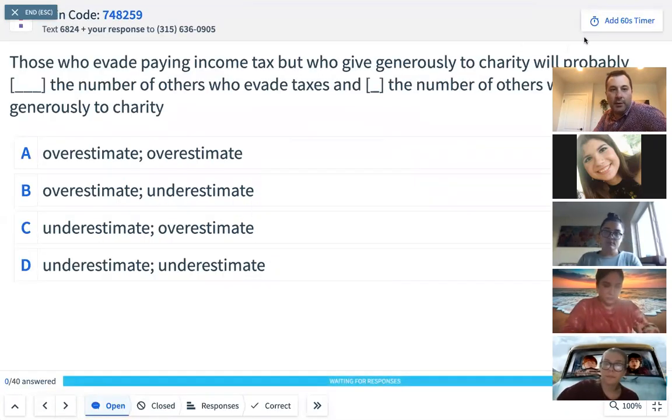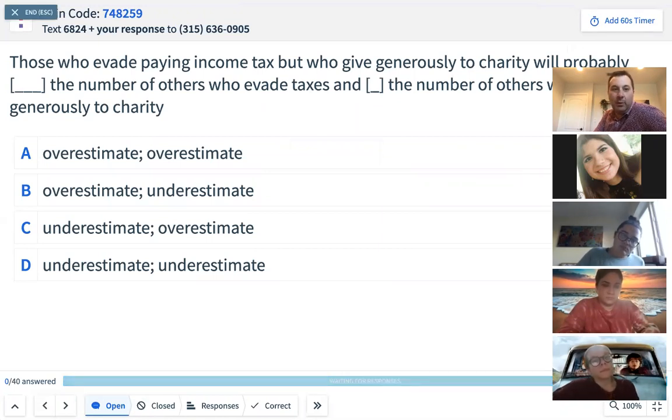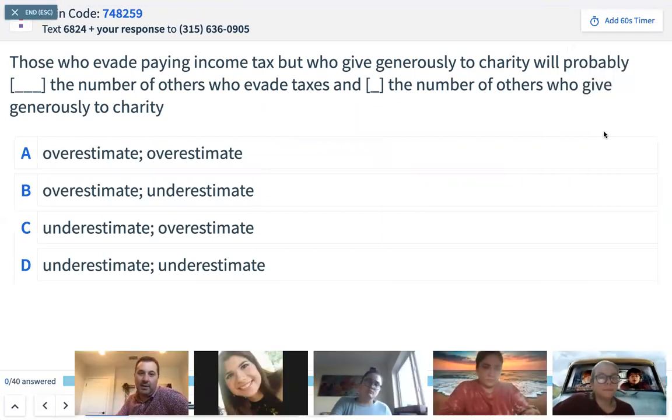Question 4, those who evade or who don't pay income tax, but who give generously to charity will probably over or underestimate the number of others who evade taxes and over or underestimate the number who give generously to charity.